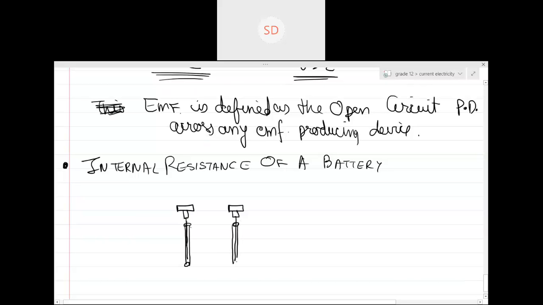These are the two electrodes of a battery. Have you started the chapter electrochemistry in school or in coaching? Yes, sir, we did this. We will finish it. You know exactly what a cell is. Everyone knows what a cell is, right?